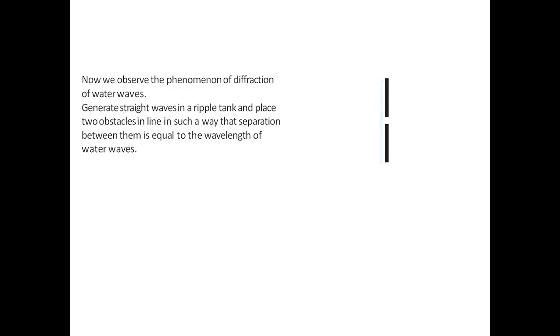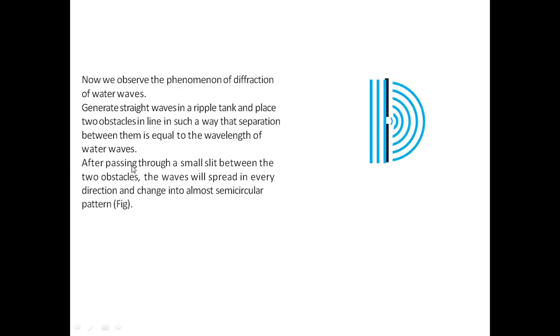In this case, we'll see the wave produces a small semicircular part over here, then grows and grows like this. After passing through the small slit between the two obstacles, the wave spreads in every direction and changes into a semicircular pattern like over here. So if the wavelength is bigger than the slit, then the wave diverges, or spreads in every direction in a semicircular manner right over here.